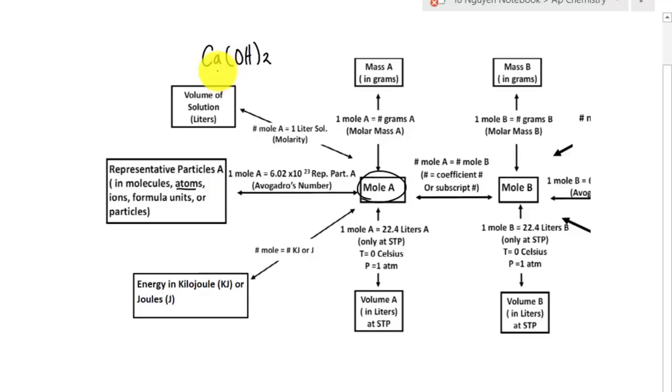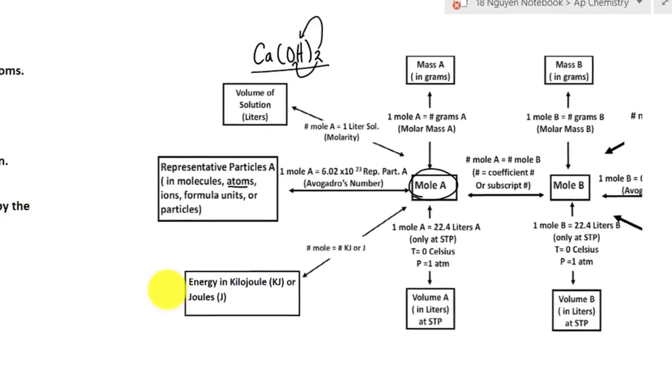For example, in this case, we have calcium hydroxide. In 1 mole of calcium hydroxide, we have 1 mole of calcium, 2 moles of oxygen atoms, or 2 moles of hydrogen. So in this case, we are going to take that same concept in terms of mole, and we're going to balance a chemical reaction.